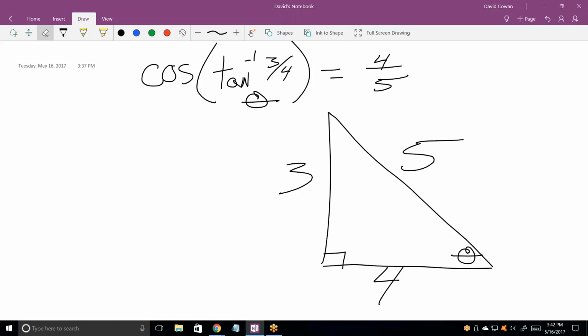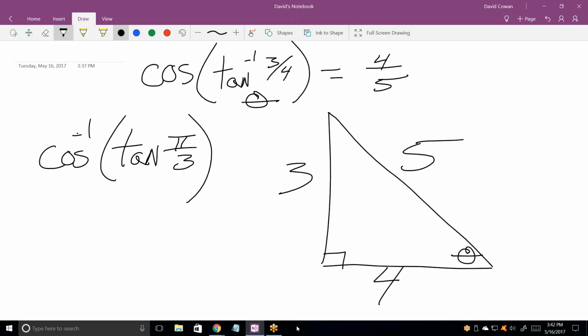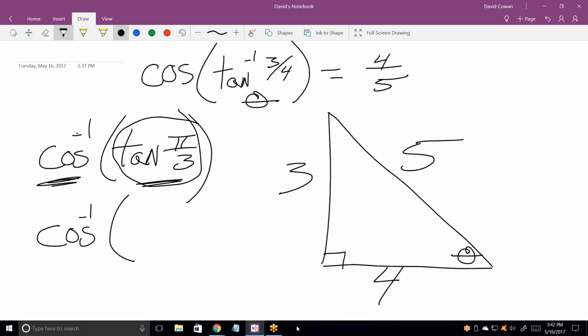As opposed to if I had the inverse cosine of tangent of pi/3, something like that. Notice in this problem, that's on the outside, that's on the inside. I can no longer say that's theta. And so the only way I can solve the lower problem is to figure out what the tangent of theta is, which is 1 over square root of 3. So now the problem becomes what's the inverse cosine of 1/√3.